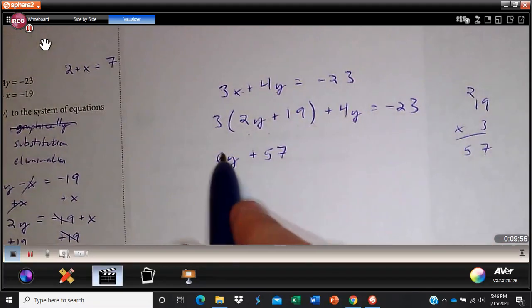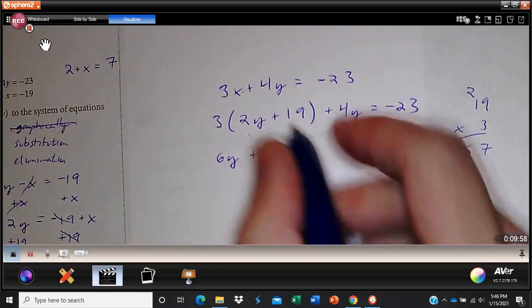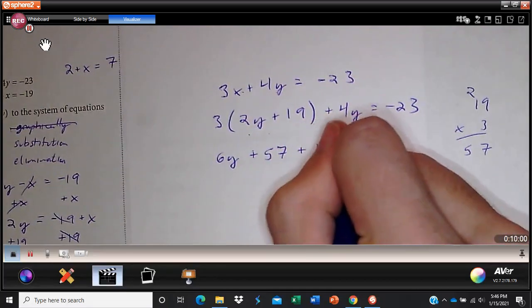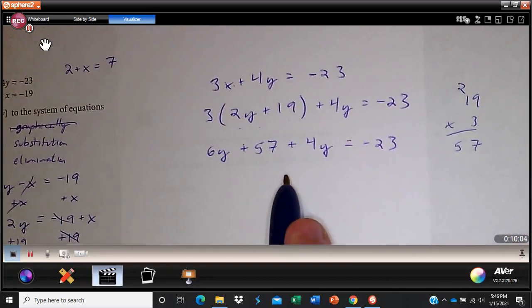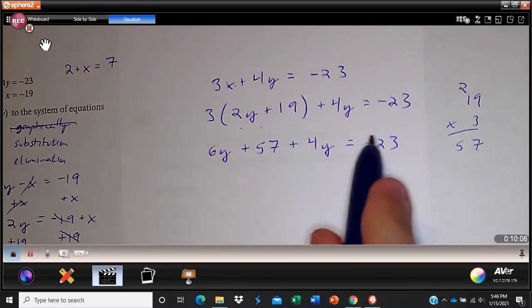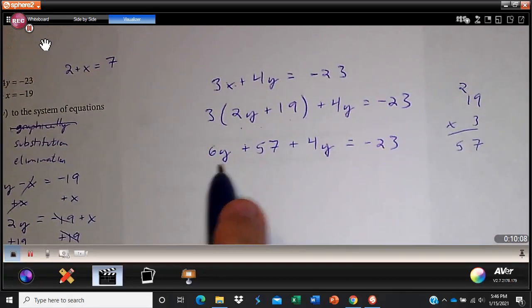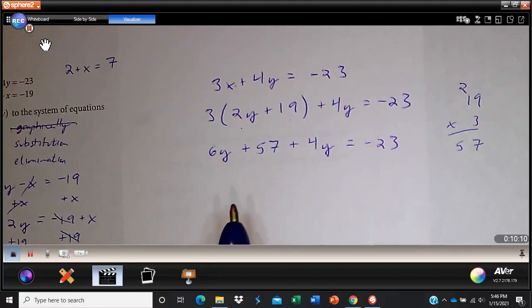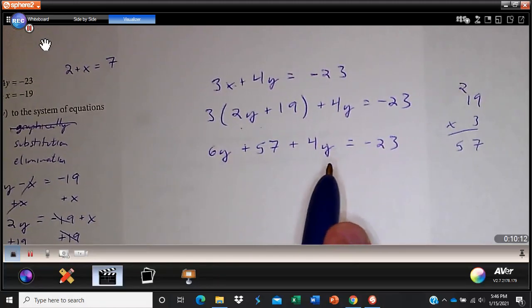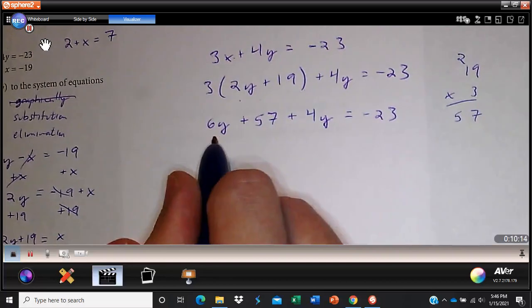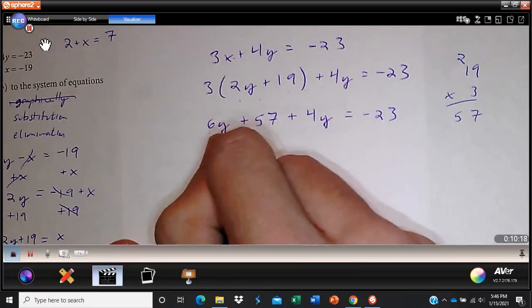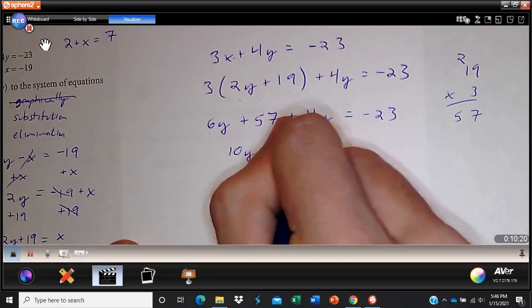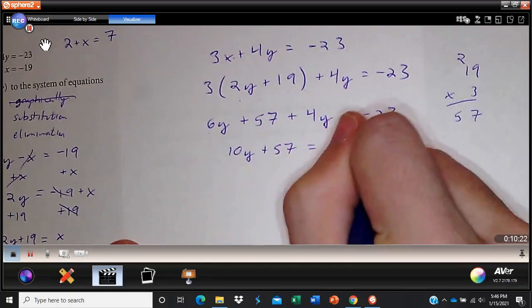Okay, so then after distributing it, I get this, and then everything else in the equation is the same as before. Plus 4y is equal to negative 23. And now if I look at this, I notice, okay, I have one equation and one unknown. So there's just the y. The x has gone now. So now I should be happy. I should know how to solve for y. 6y's plus 4y's is 10y's. So I have 10y plus 57 is equal to negative 23.